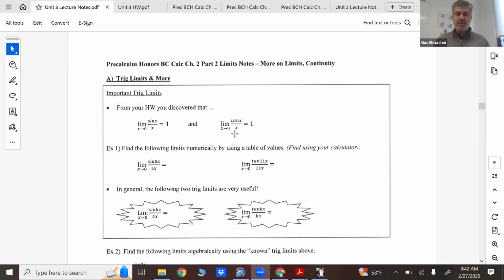And these are some limits we just have to kind of accept, and we kind of saw it in the homework.